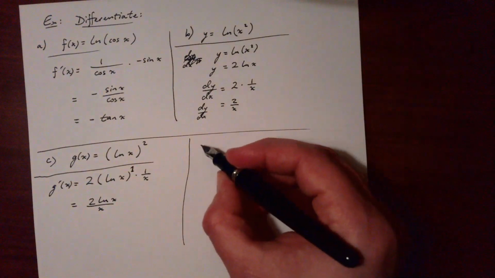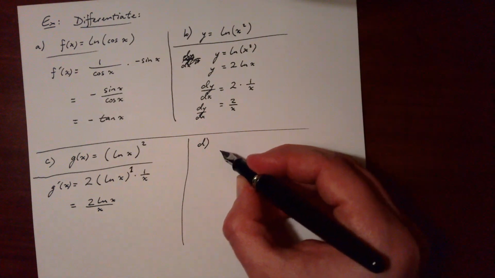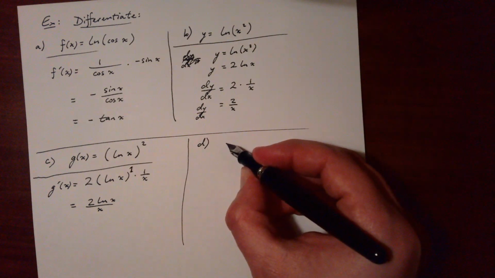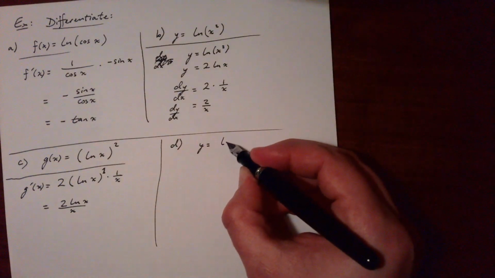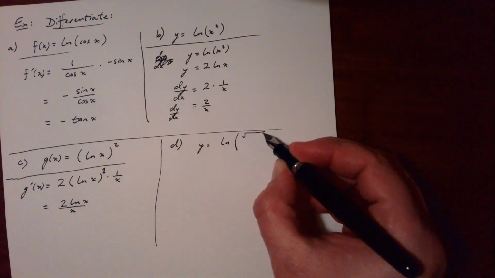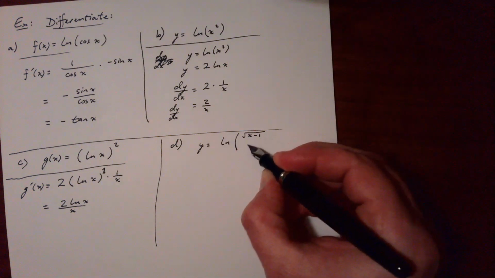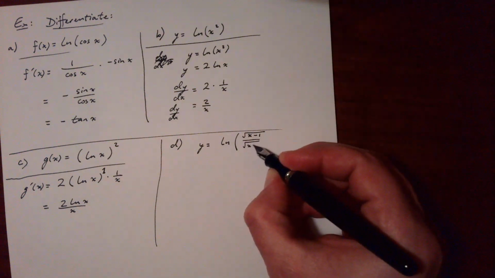Alright, how about something like this? D. What if I wanted to take the derivative of the natural log, so I'll say y again, the derivative of the natural log of, and now inside this, on the top we're going to have the square root of x minus 1, on the bottom we're going to have the square root of x plus 1.